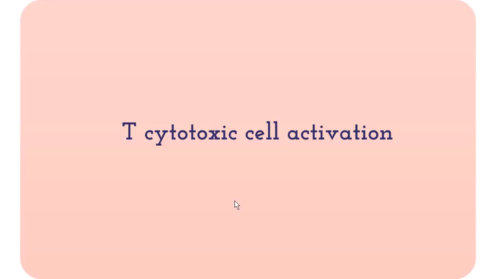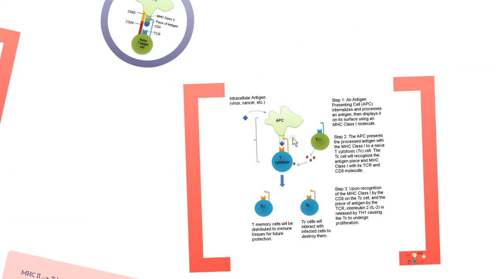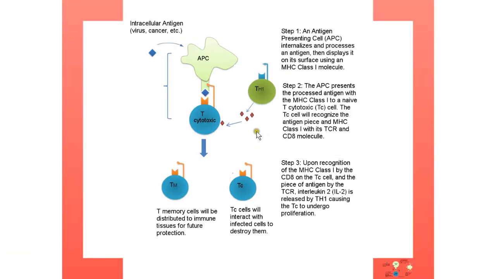So let's talk about T cytotoxic cell activation. Cytotoxic cells are used for intracellular antigens. To be activated, they must interact with an antigen-presenting cell using an MHC class I molecule to hold its piece of antigen. The cytotoxic T cell uses its TCR and CD8 marker to recognize the antigen and MHC on the APC. The binding of the APC to the cytotoxic T cell initiates the cytotoxic T cell to display interleukin receptors.